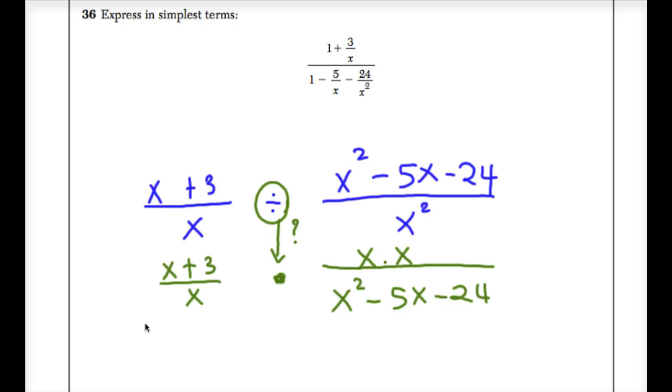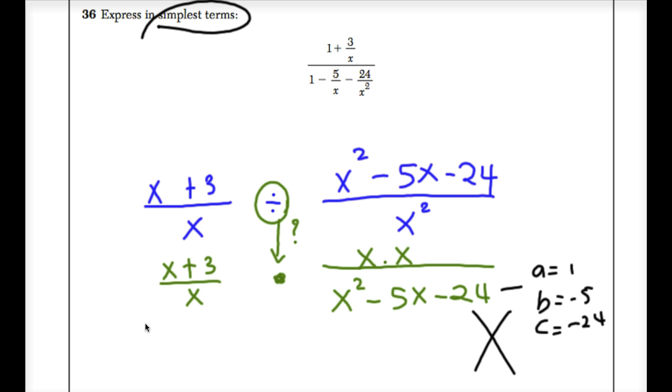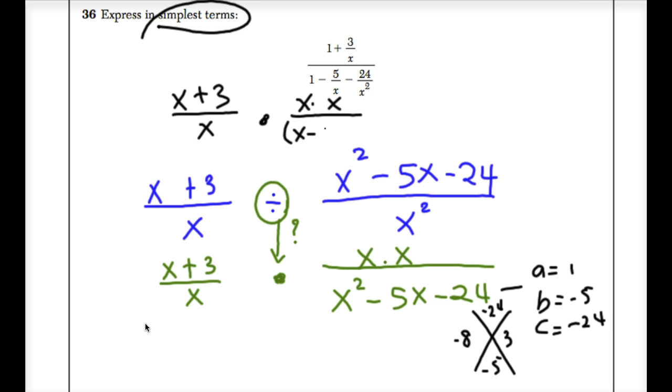Alright, because I need it in simplest terms, I'm going to simplify the bottom. My a is 1, my b is negative 5, my c is negative 24. Using the x method, my top becomes negative 24, and the bottom is negative 5. So my two factors are negative 8 and a positive 3. So the top becomes x plus 3 over x times x, and the bottom I'm going to write as x minus 8 and x plus 3.